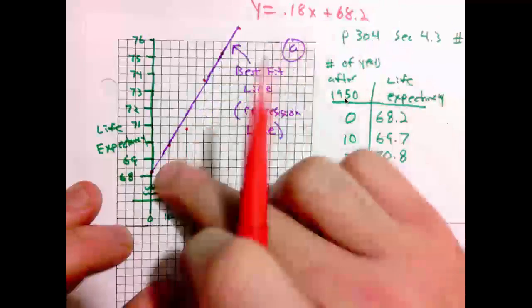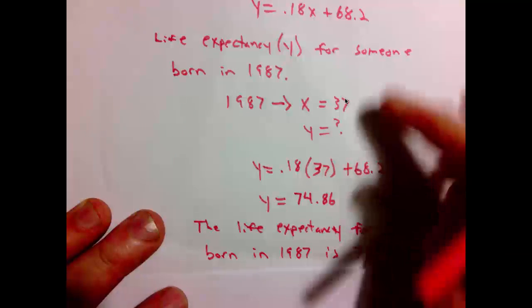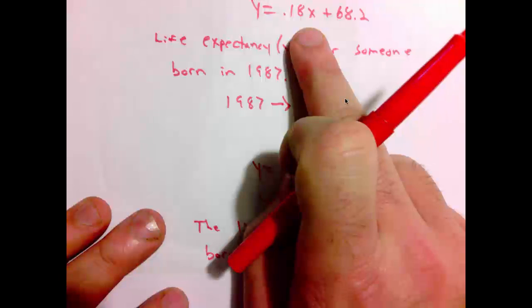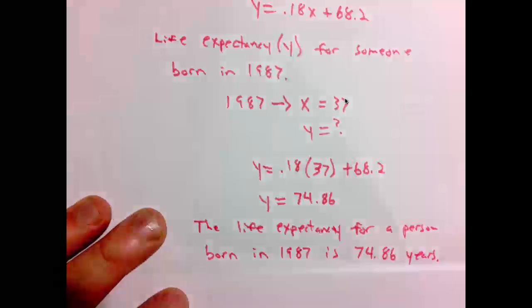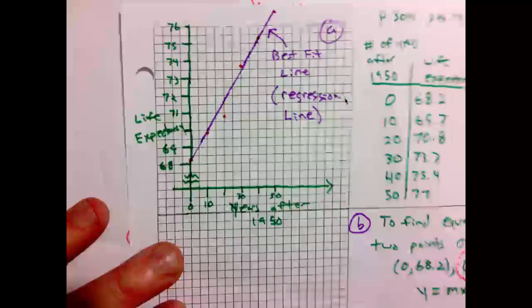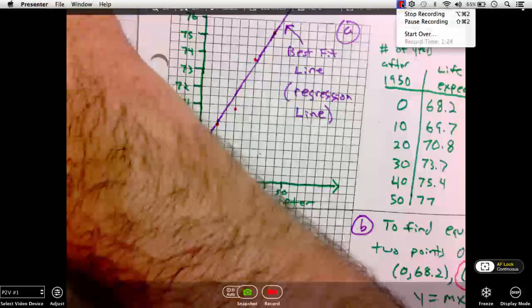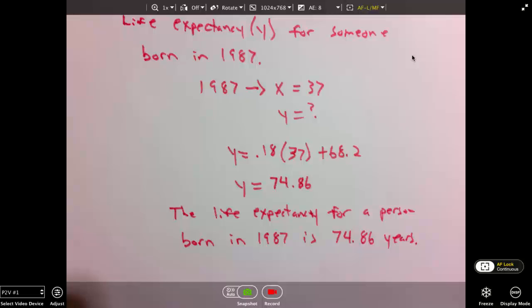So we can use the line, the regression line, in a similar fashion as we used the regression equation in this case. This equation is simply an algebraic way to express this line. Okay. That was question C. All right.